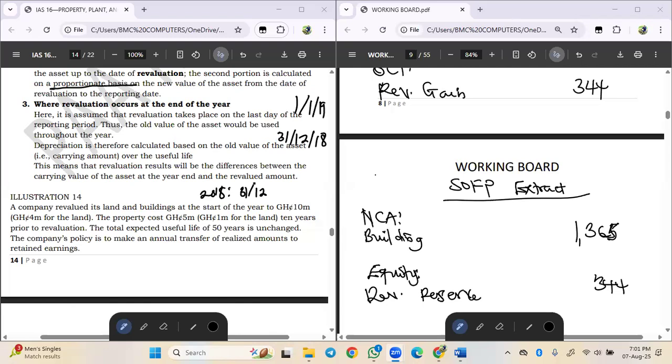Yes, okay, thank you. All right, so are you okay? I said after revaluation, we measure the asset using the revalued amount. Maybe you are confused because it happened on the last day of the reporting date. Mind you, 31st December 2018 is also part of that year.